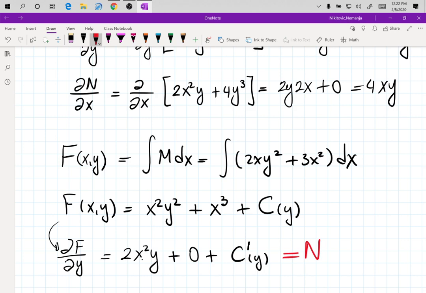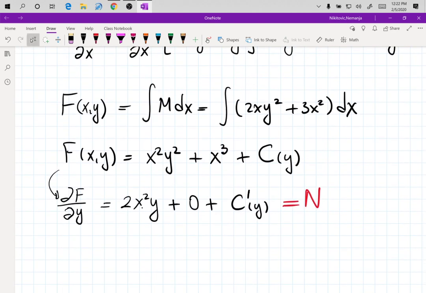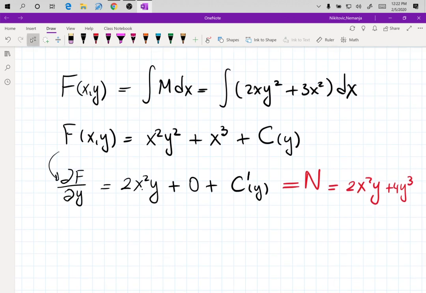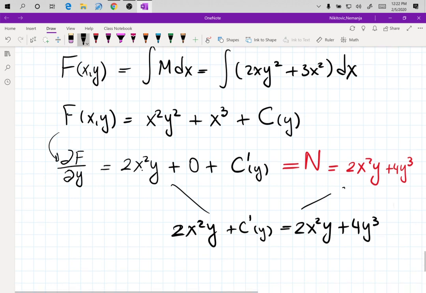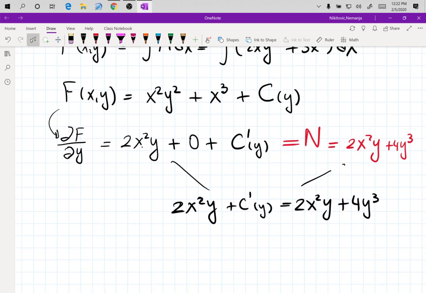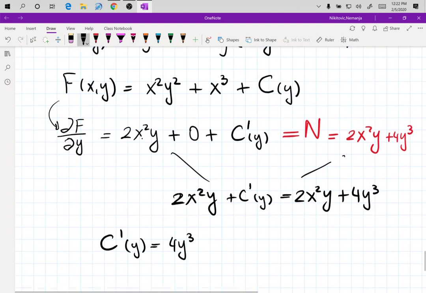So, and our N was what? 2x squared y plus 4y cubed. Plus 4y cubed. Thank you very much. Nice. So from this, I am extracting that 2x squared y, plus c prime of y is equal to 2x squared y plus 4y cubed. What have we learned? That c prime of y equals 4y cubed.